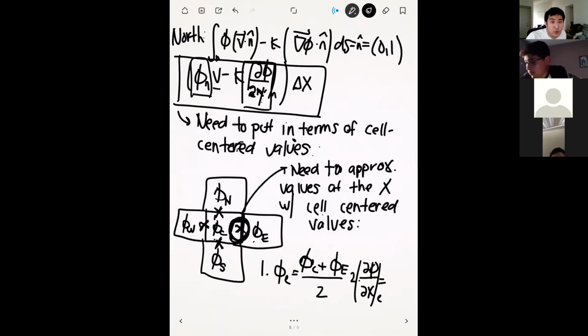And then the other thing that we need to approximate is the derivative. So this is the same as we did for diffusion. I'm not going to go over it too much again, but remember this results from the fact that we assume there's a linear variation between phi sub E and phi sub big E.